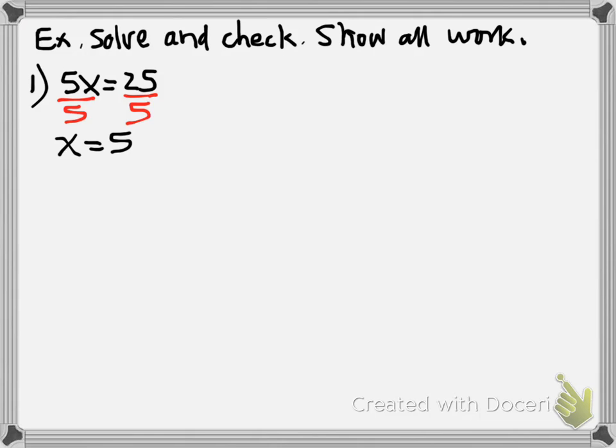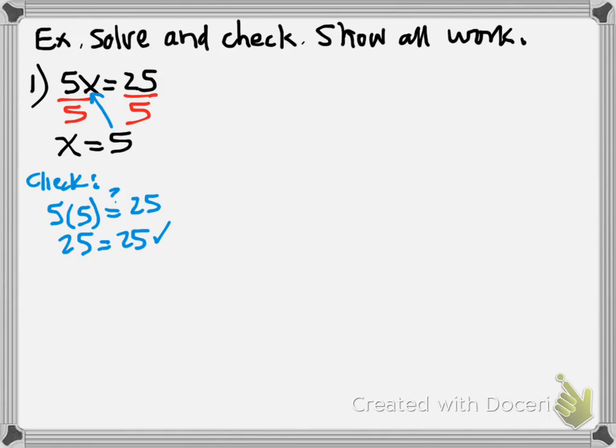Okay? So then we do our check. The check says substitute in that 5 we got for the answer back in for the x and solve. And check to see if what's on the left equals what's on the right. And we get 25 equals 25. So what that says is, yep, x has to equal 5. Okay, so we've just verified the correct answer.